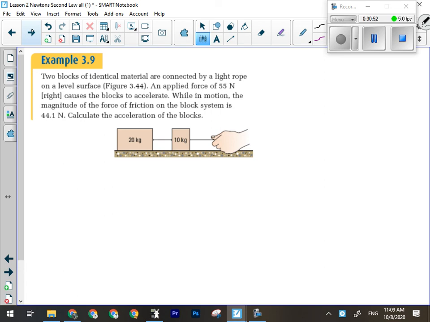So what I would do is, right off the bat, simplify my free body diagram. And this is like the most important step in solving a system question, and that is recognizing that all the parts have the same acceleration. So they're really one mass.